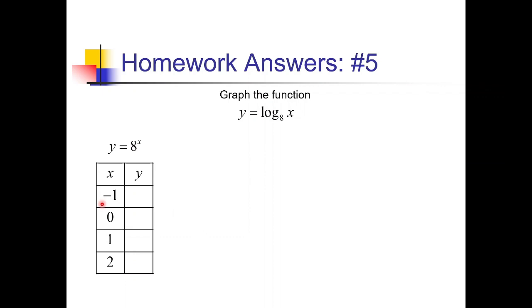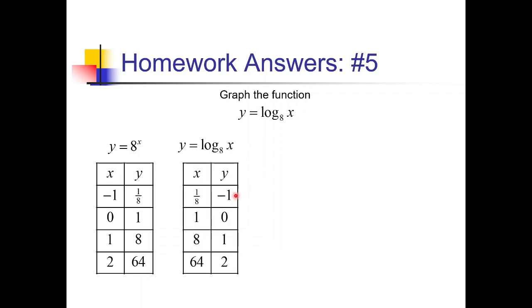So 8 to the -1 is 1 over 8. 8 to the 0 is just 1. 8 to the 1 is 8, and 8 squared is 64. So we're just multiplying by 8 each time. Now for log base 8 of x, since this is the inverse of this other function, I just have to switch all the x and y values. So now I've got 1/8, and then -1 is going to be my x value. Then 1 and 0, 8 and 1, 64 and 2.